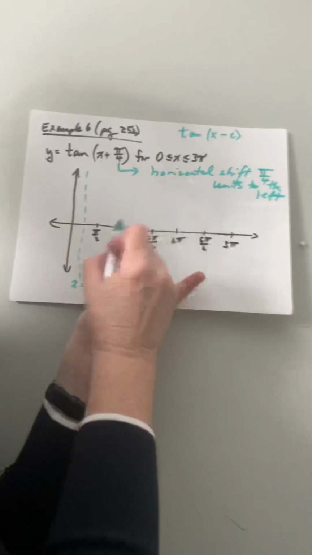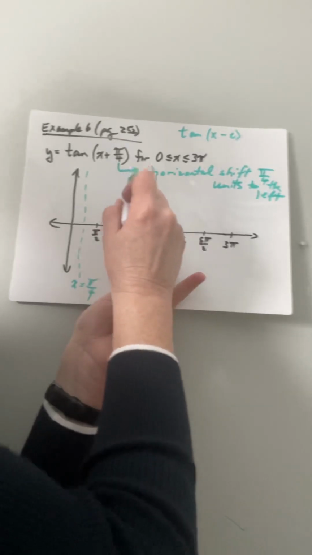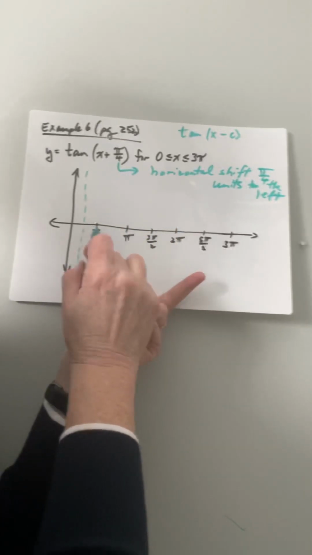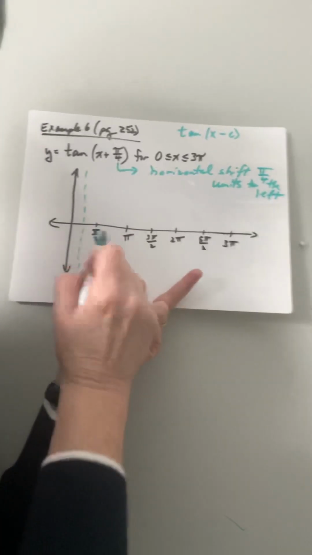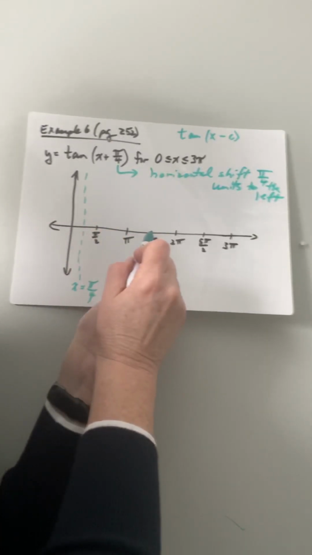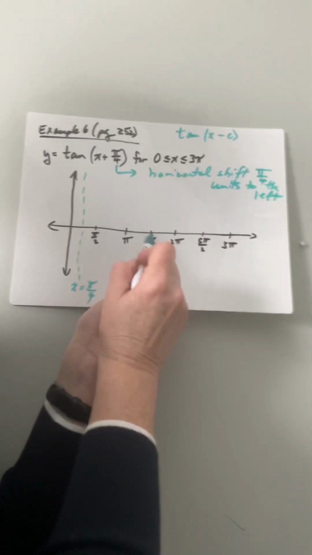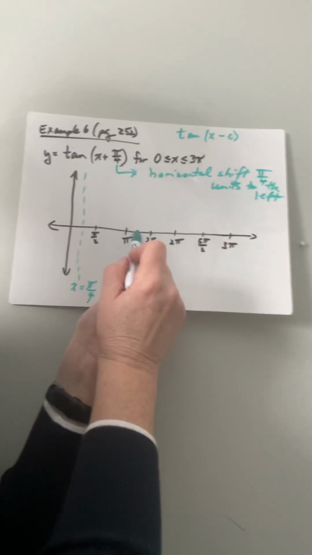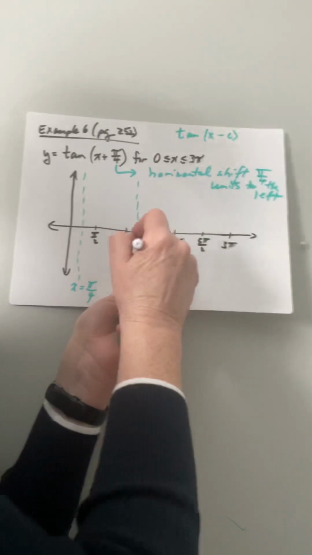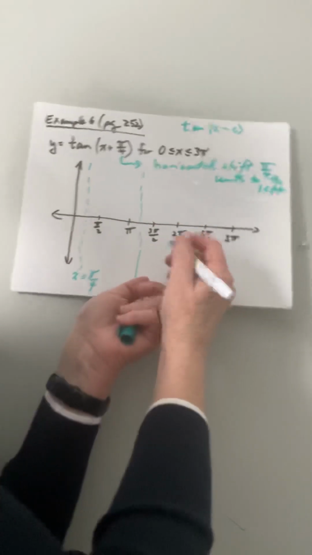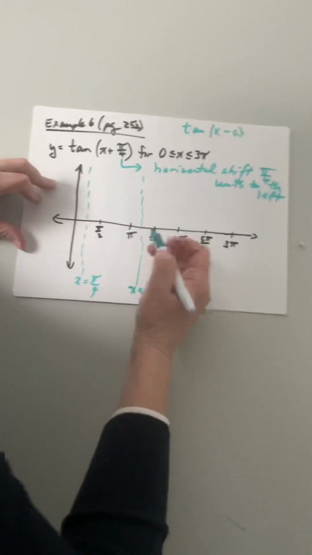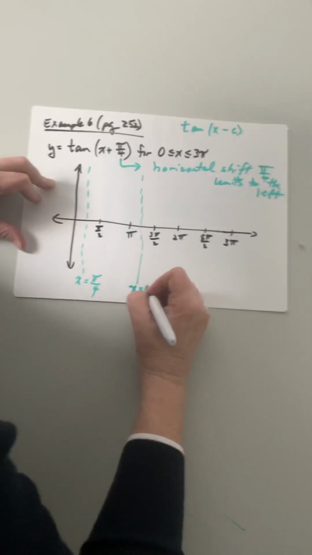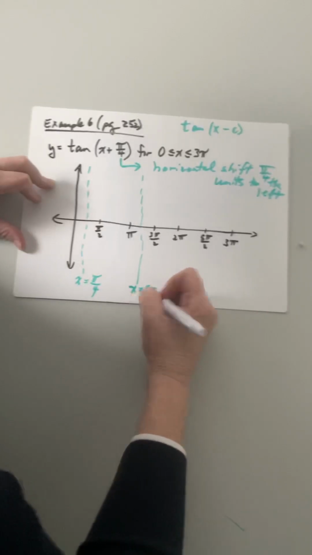All right, the next one would have occurred at pi. No, it wouldn't. There's a pi period. So the next one would actually occur, with no transformations, here at 3 pi over 2. So we need to move it to the left by pi over 4 as well. So that's going to be x equals 5 pi over 4 is that asymptote.